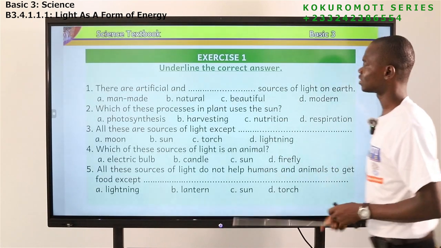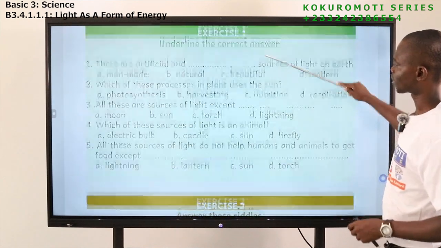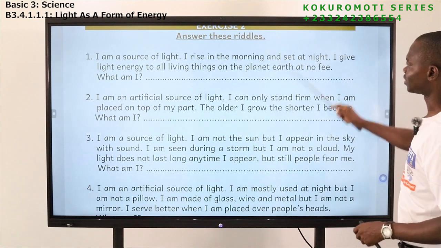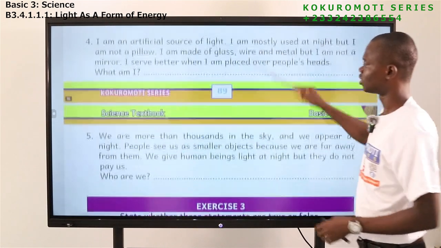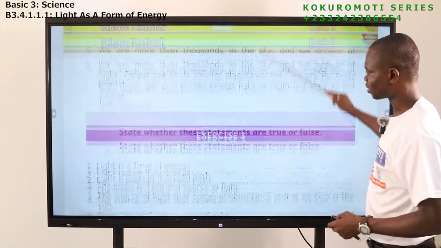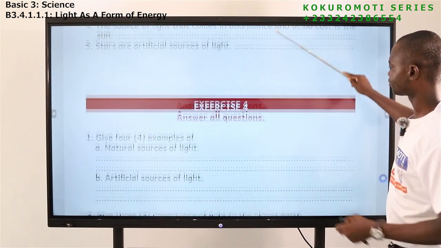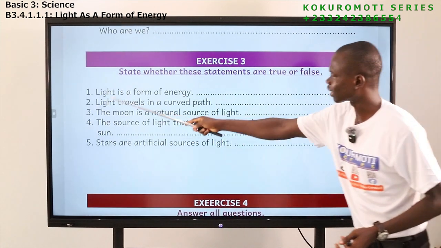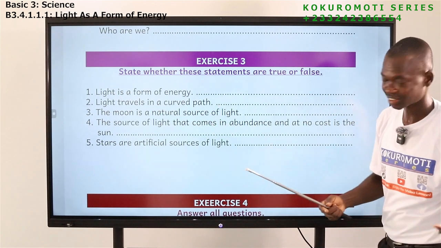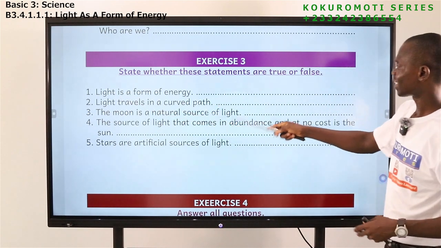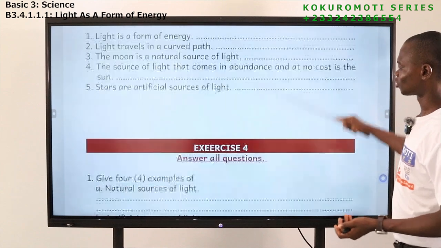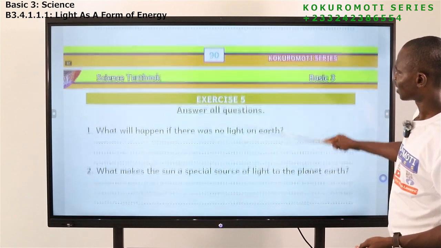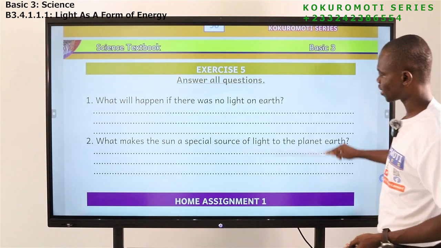Now we have exercises here. We have exercise 1, 5 questions. Exercise 2, this is what? Answer these riddles. So very interesting questions. Get your book and then try to answer all of them. Exercise 3 is here. This one, you have to state whether it is true or false. For example, number 1, light is a form of energy. True or false? Light travels in a curved path. True or false? So these are simple questions that you can what? Answer.